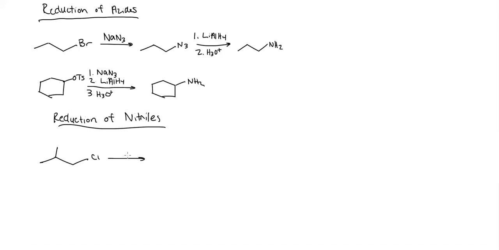And I will put in NaCN, which is sodium cyanide, which has a nitrile in it, right? CN is a cyanide group, but it will become a nitrile. And then this Cl just gets replaced by CN. And then all I need to do is throw in lithium aluminum hydride to reduce this into a primary amine.